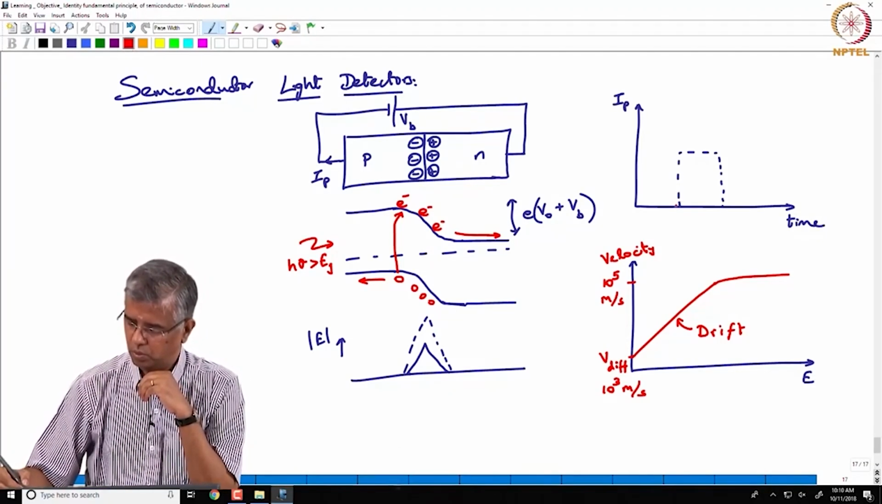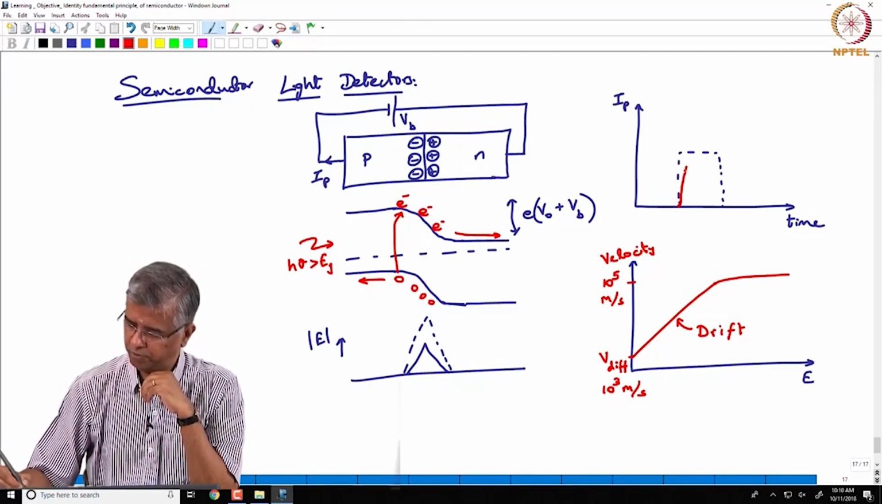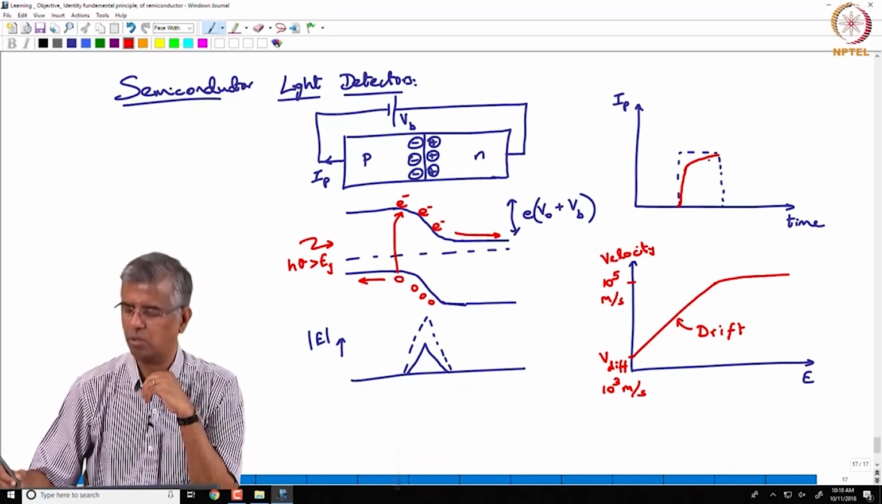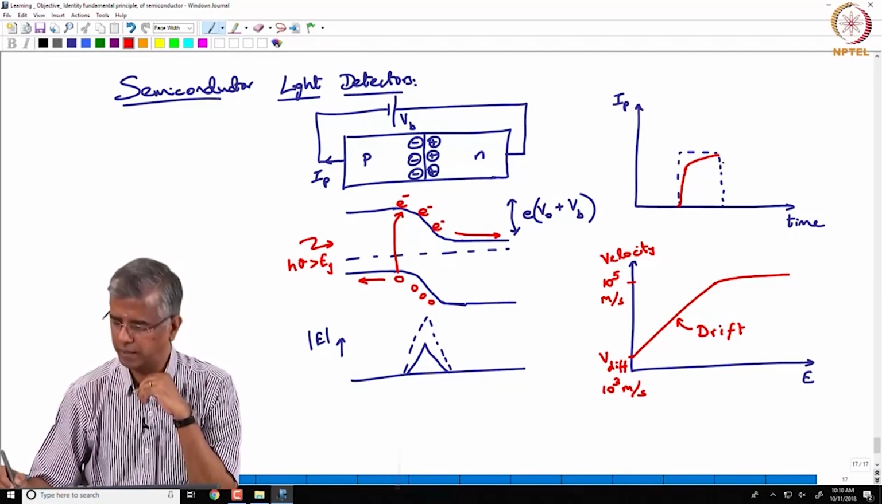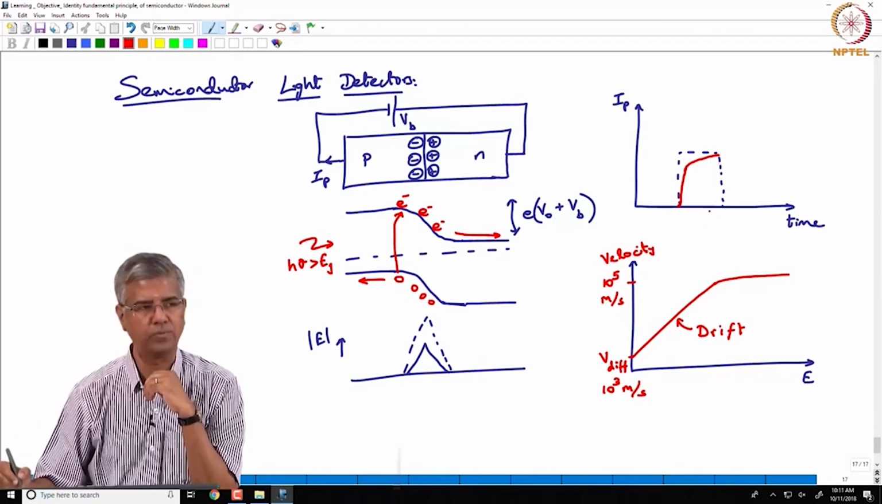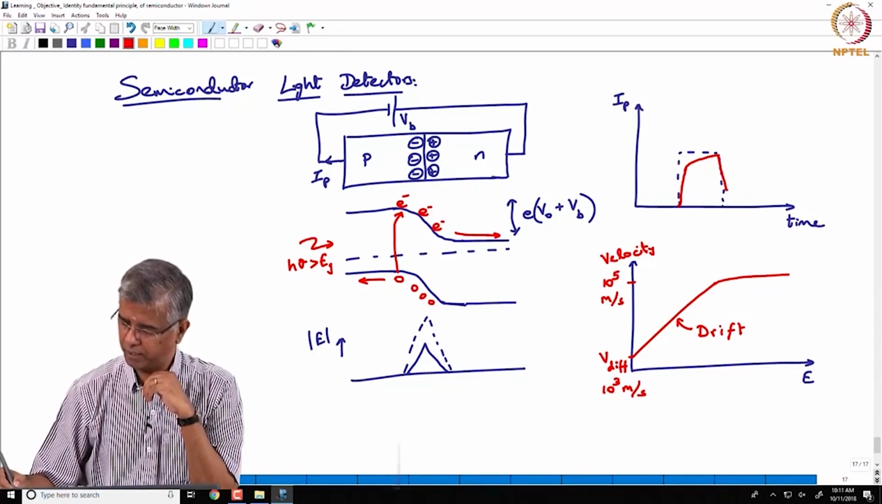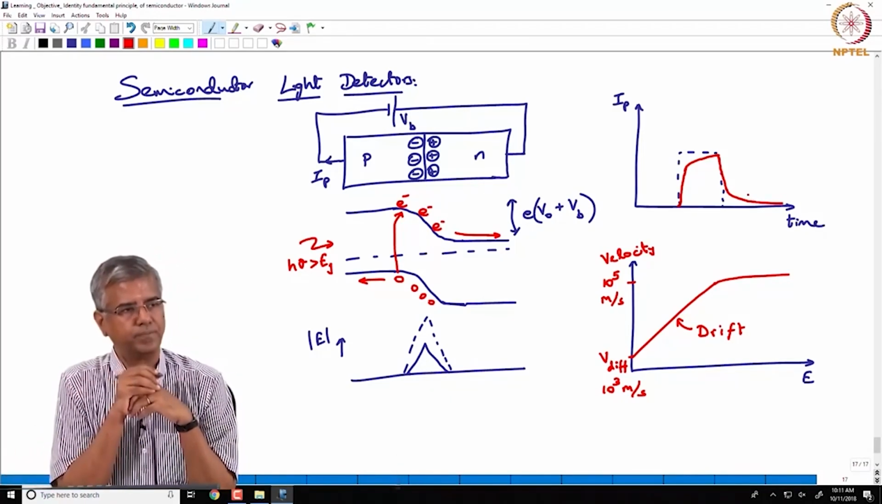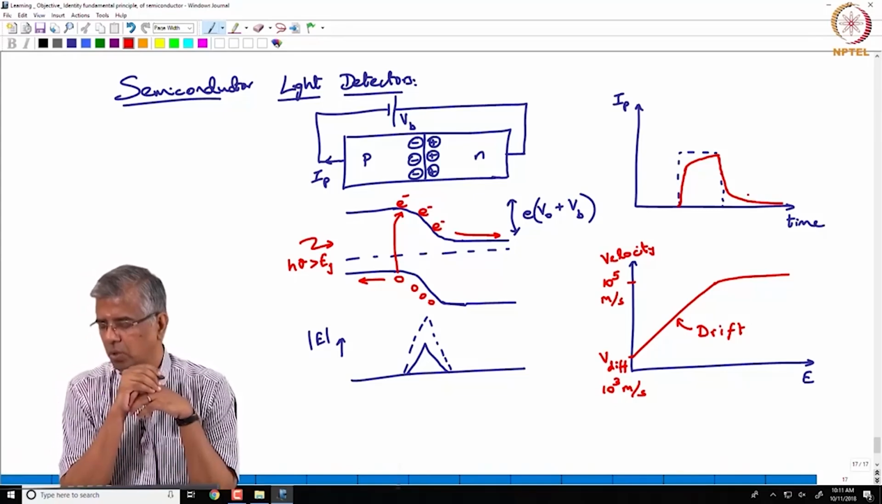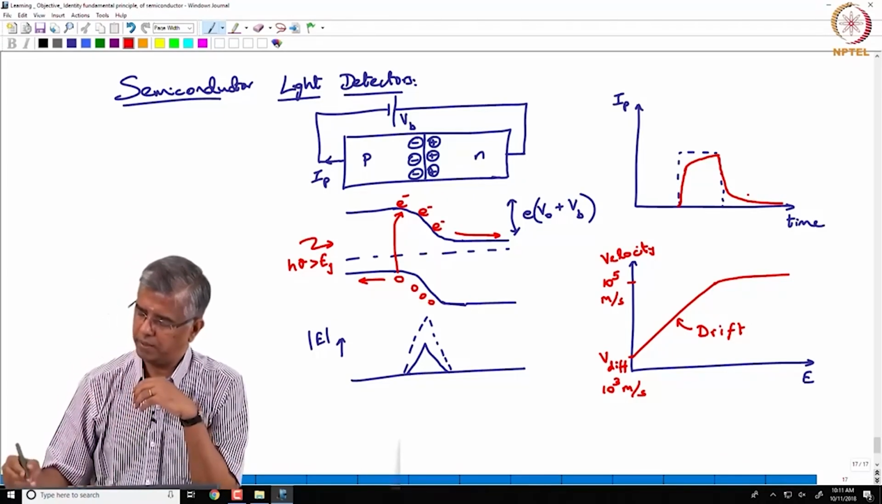Well, what you are going to see is typically this is going to respond fast and then it is going to slow down, right. And similarly, when you turn off the light input, there is going to be a fast decay and then there is going to be a very slow decay. Okay. So, how do you explain this?